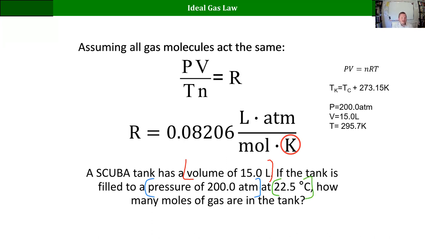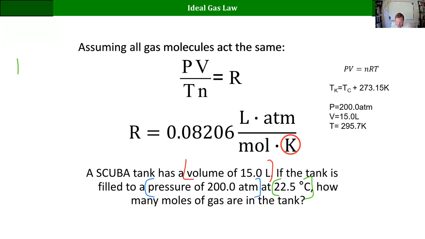A lot of times you'll see things written as a closed system of gas is held at 2 atmospheres and 45 Celsius. It doesn't say specifically that the 2 atmospheres is the pressure, but if you watch your units, that tells you it's the pressure.